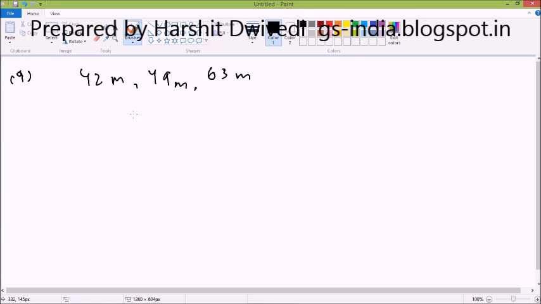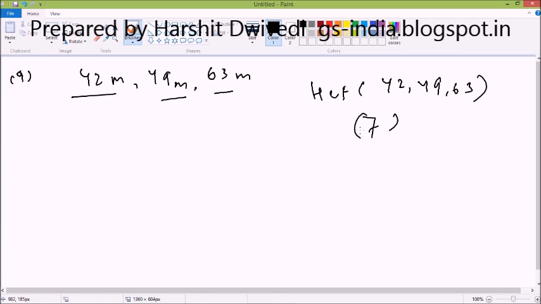Obviously we have to divide them into planks of same length. That is, this has to be divided into planks of same length, this also and this also, and all the planks should be equal to each other. What is the greatest possible length of each plank? The answer is obviously we have to find out the HCF, highest common factor, of 42, 49 and 63. I'm not explaining how to find it, it is really easy. The answer is 7. I have told you the division method, the multiplication method, everything about calculating HCF. So we got 7 as the HCF of 42, 49 and 63.